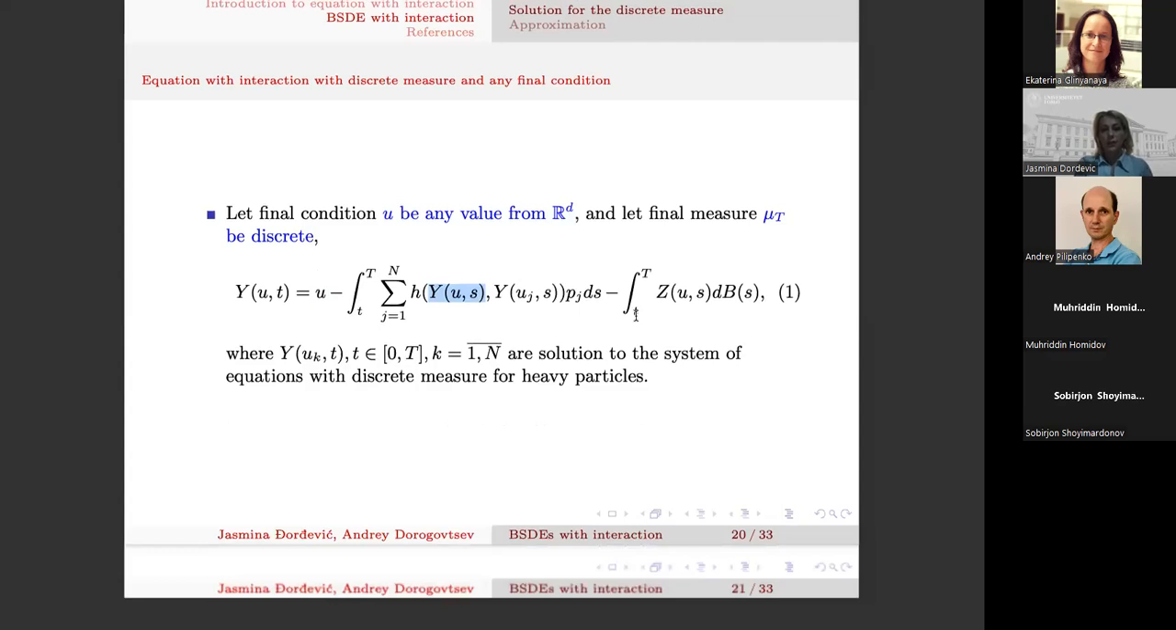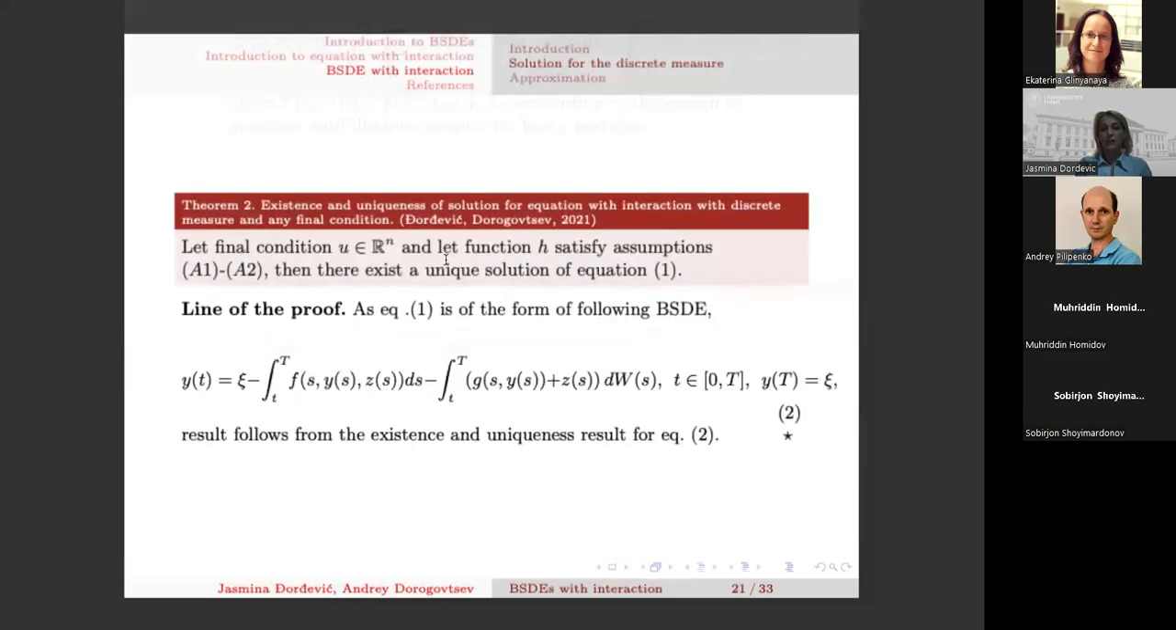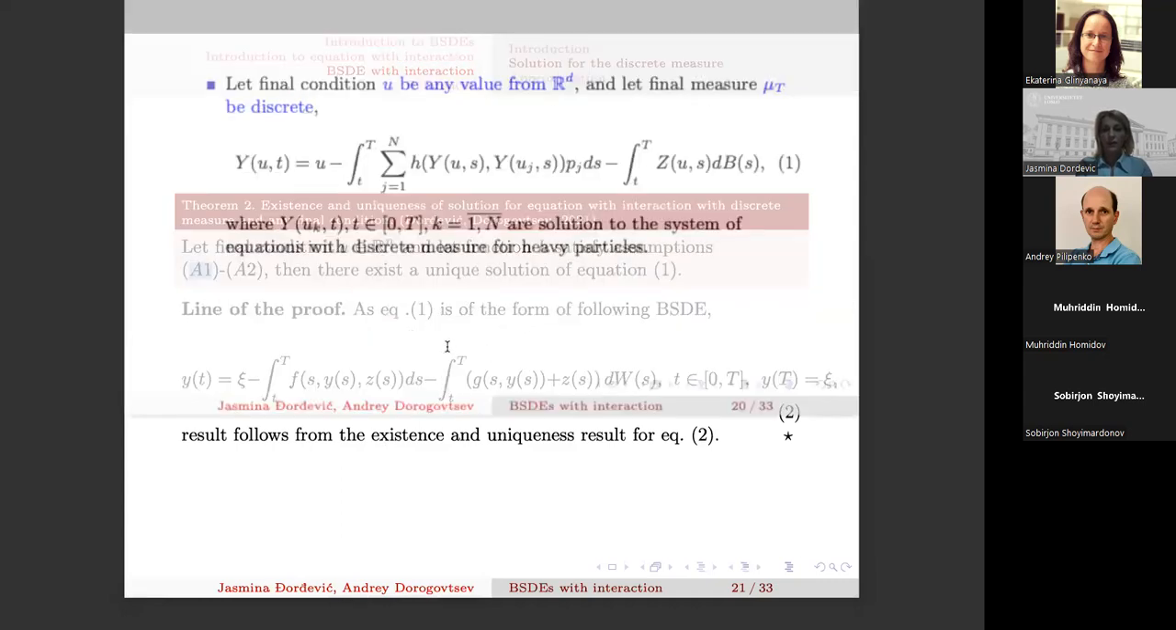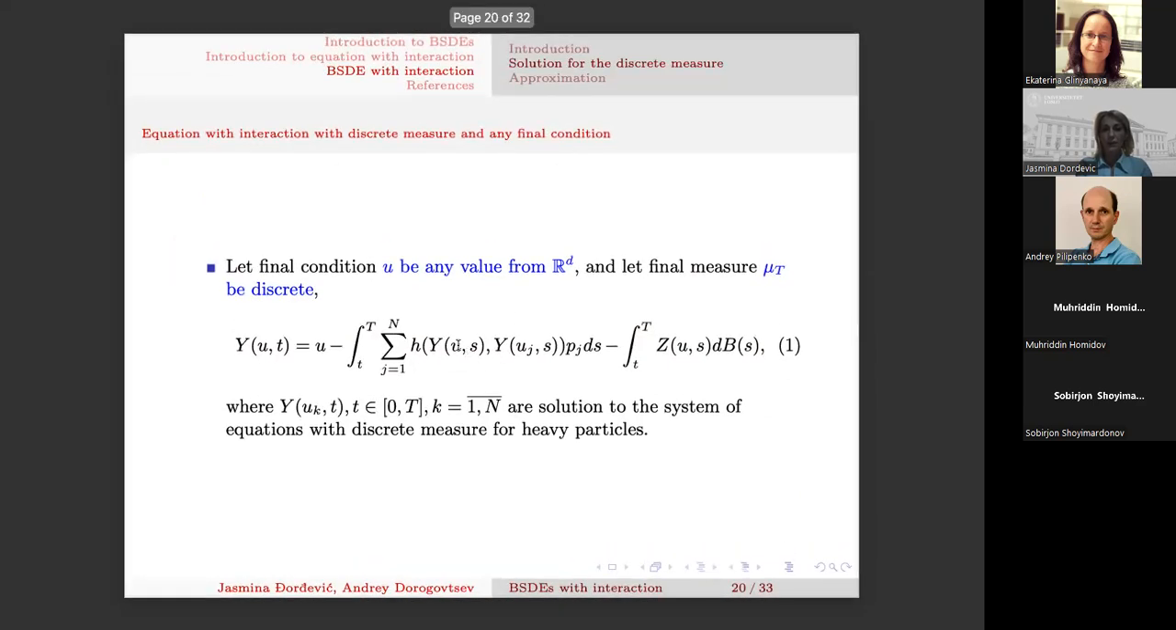Theorem 2 states the existence and uniqueness of this kind of equation under, again, the conditions for function H, assumptions A1 and A2. So let me remind you, this is just Lipschitz condition and measurability condition. This proof goes straightforward from the existing theory for BSDE, because this equation is actually, let us look at it once again, it has drift which is dependent on the state process of any particle which ends in any final moment, and these heavy particles.